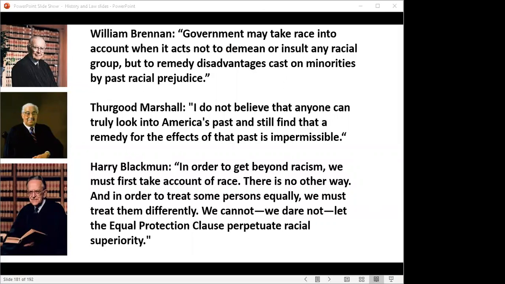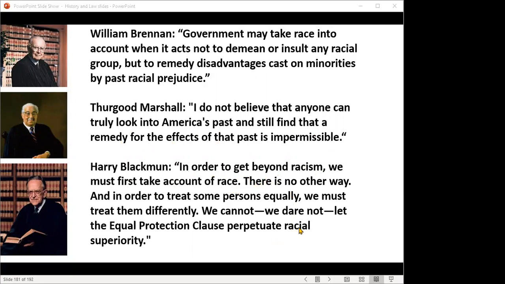Justice Brennan says government may take race into account when it acts not to demean or insult any racial group, but to remedy disadvantages cast on minorities by past racial prejudice. As I say, that's not the ruling decision, but that's one of the concurrences where Brennan wants to take it even further. Thurgood Marshall says, I do not believe that anyone can truly look into America's past and still find that a remedy for the effects of that past is impermissible. And Harry Blackmun says, in order to get beyond racism, we must first take race into account.